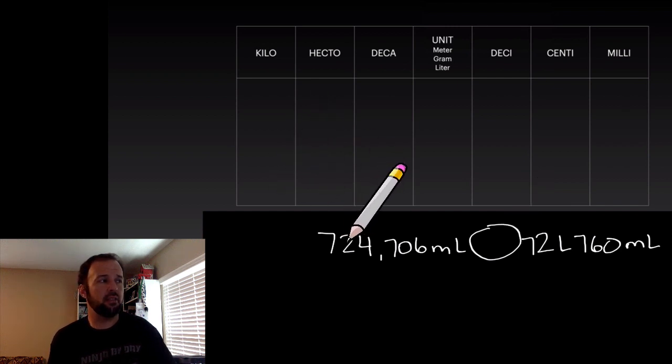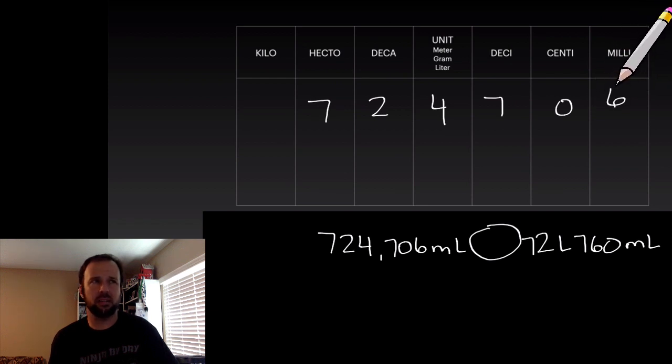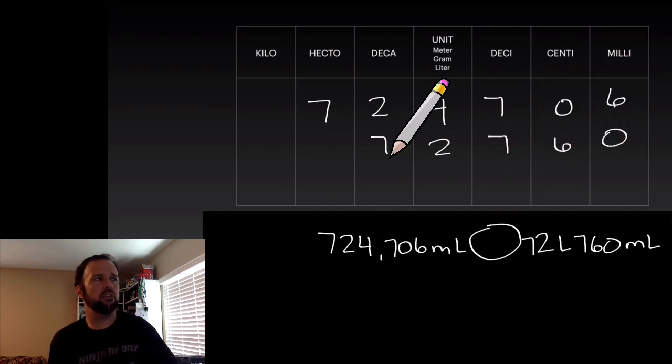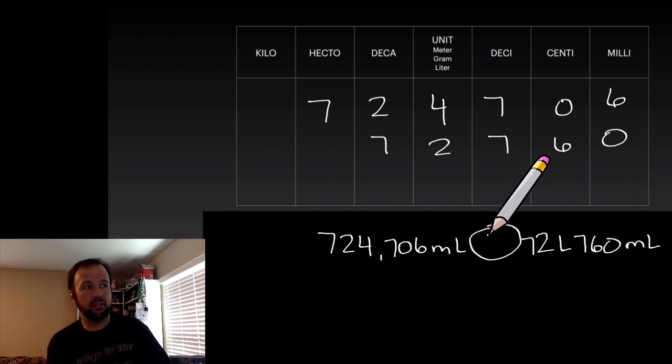So what I could do is think of this in my place value chart, or at least as far as those measurements go, and write it as 724,706 milliliters, stopped in that milliliter place value. And then we know we have 72 liters, 760 milliliters. So just looking at it, I have 724 liters or 72 liters. Okay, I'm stopping at that place value. It helps me to make sense of it there. So I know that 724 liters is definitely going to be bigger.